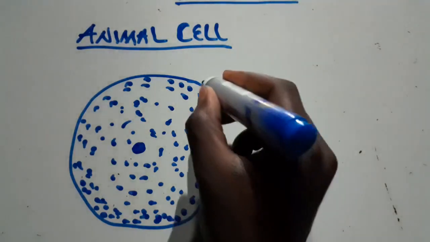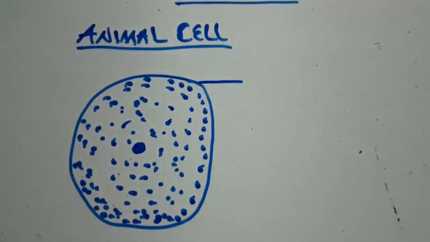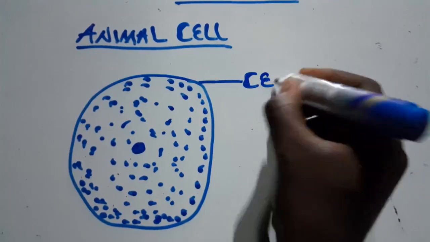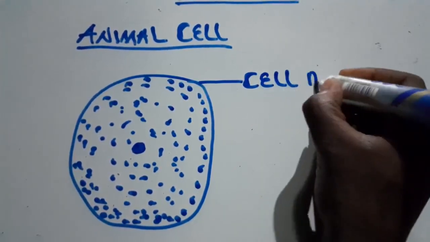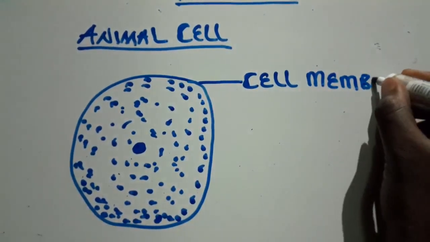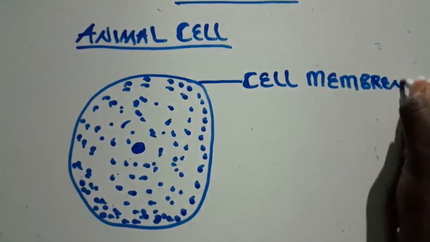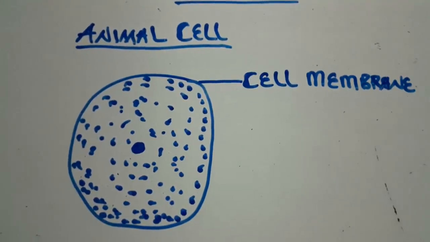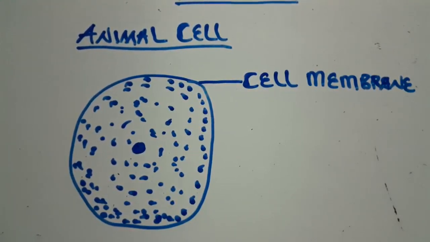The first part is this one, and it is called the cell membrane. So it is called a cell membrane. And the function of the cell membrane is that it is said to be a selectively permeable membrane.